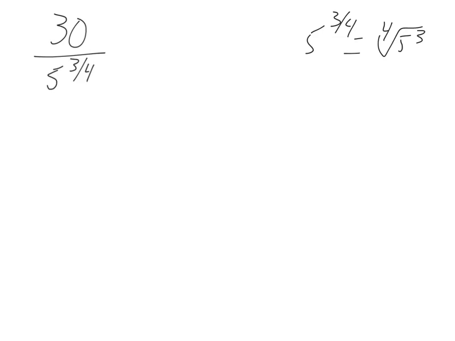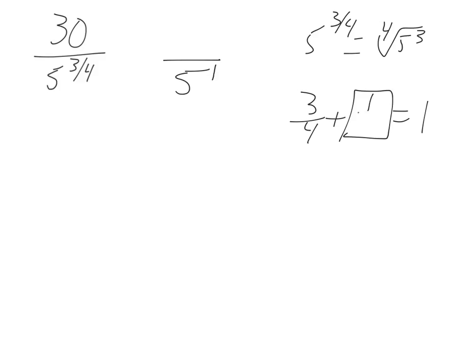So we need to get rid of that 3/4. So we really want it just to look like a 5. That's all we want there. We want to get rid of the 3/4 and make it a 5, or if you want to think of it as 5 to the first power. So really we're trying to change that 3/4 to 1. So what could I put with that 3/4 to make it 1? So 3/4 plus what is going to give me 1? Well, it'd be 1/4. Because 3/4 and 1/4 is 4/4, which is 1.